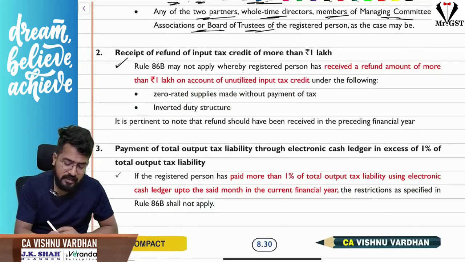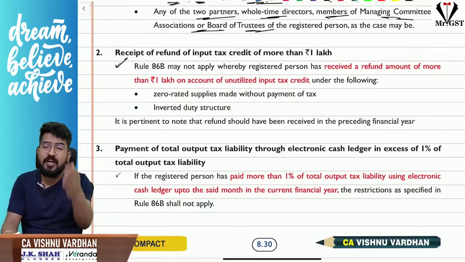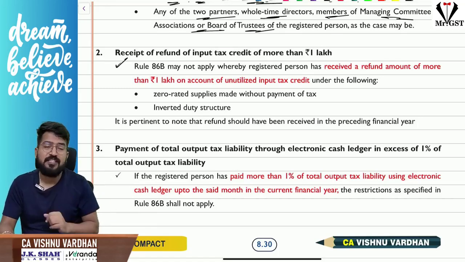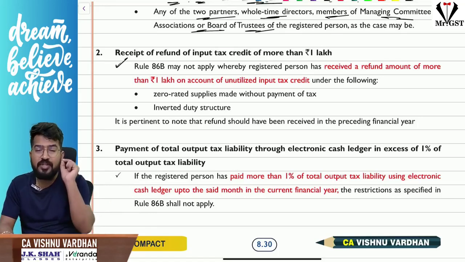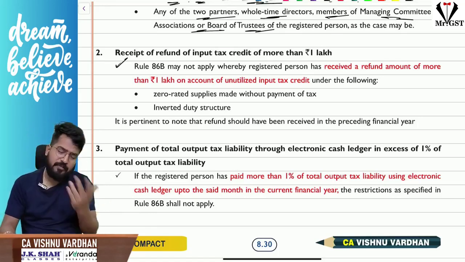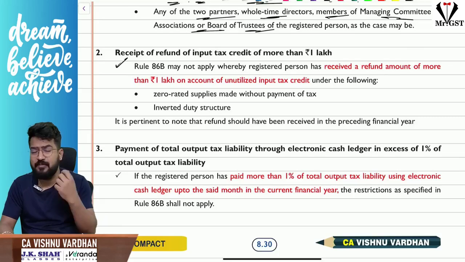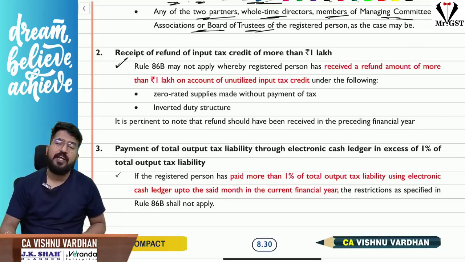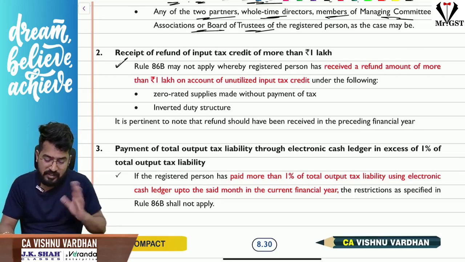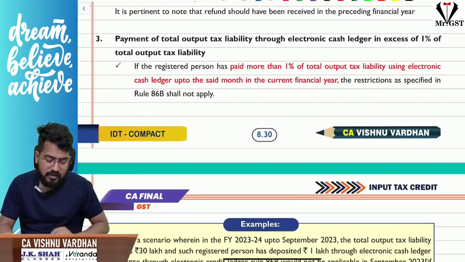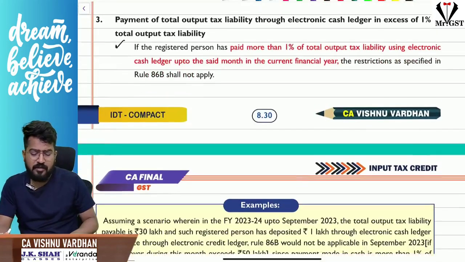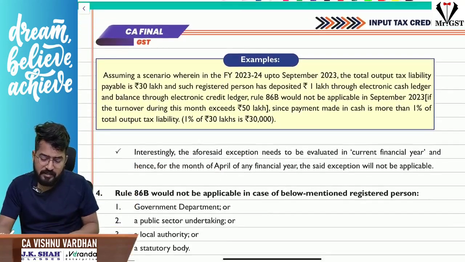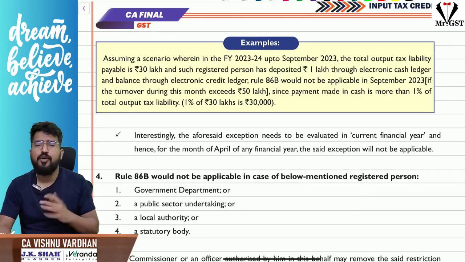Another case: you are a registered person with a track record of claiming GST refund from the department, and in the last preceding financial year you have claimed GST refund of more than 1 lakh, maybe because you have unutilized credit ledger balance due to zero rated supplies or inverted duty structure, whatever it is, then also rule 86B is not applicable. Next, if the cumulative liability till date, I have already discharged more than 1% in cash, then you need not follow rule 86B.